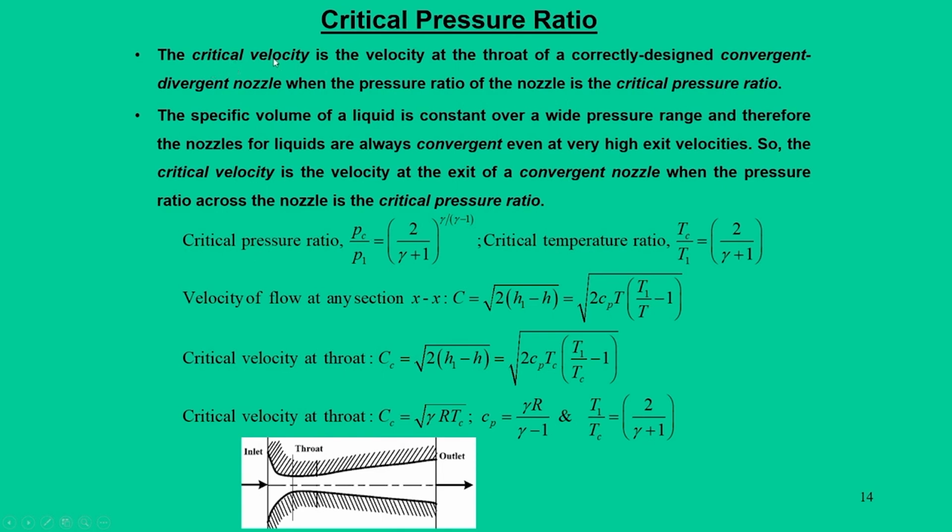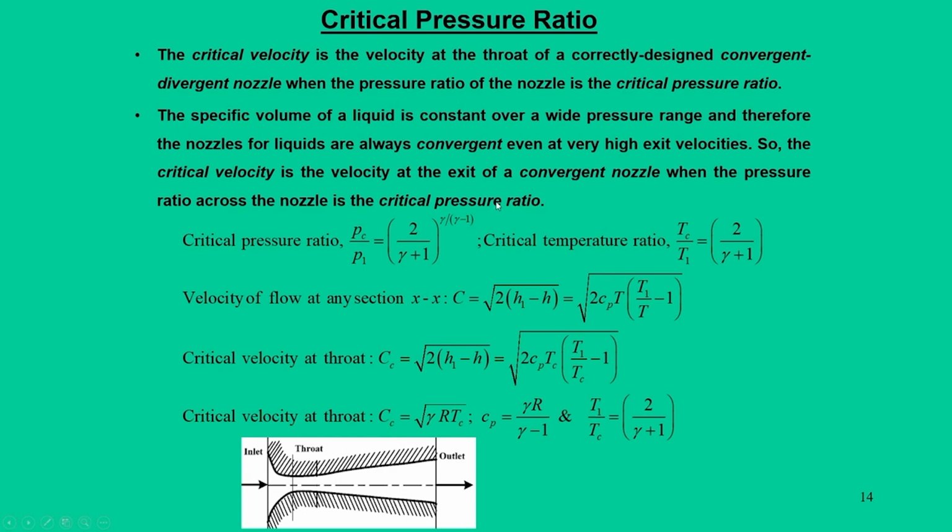So, based on these minimum area conditions, we are now in a position to define terms like critical velocity. The critical velocity is the velocity at the throat of a correctly designed convergent divergent nozzle. Why do I say convergent divergent nozzle? In our previous analysis we saw that area decreases initially and then increases further. So, it is initially a convergent, then a divergent nozzle, when the pressure ratio of the nozzle is the critical pressure ratio.